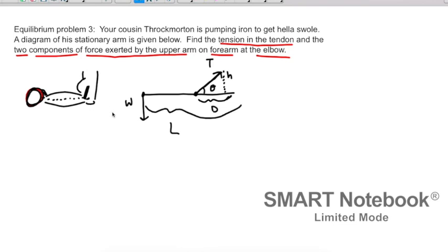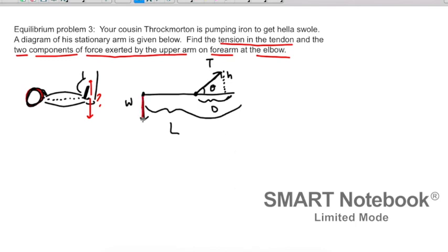Now listen. I do not know what direction those forces are in. In other words, in order to lift this weight and get this system in equilibrium, the upper arm might be pushing down on the elbow, or it could be pulling up on the elbow. I do not know. So I'm going to have to make a guess. And this is what you should always do when you're questioning the directionality of a force. Just make a guess. And if your direction is wrong, your answer will be negative, which means it's the opposite of what you guessed. Does that make sense?